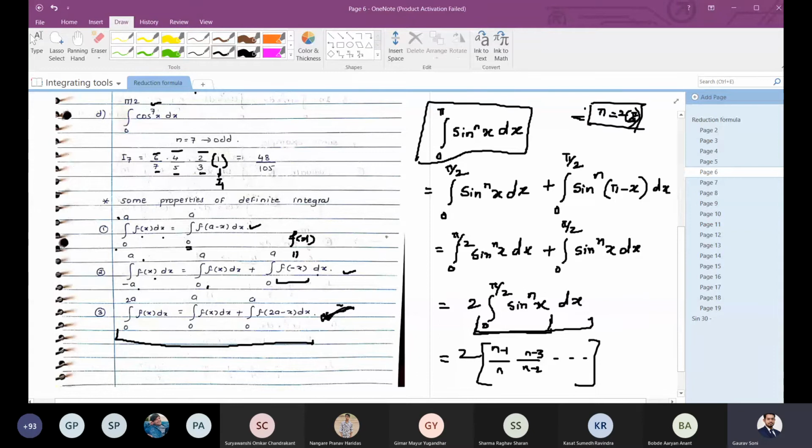So the same thing I can do for 0 to 2 pi. Can someone tell me what will happen for 0 to 2 pi? A good exercise. You have 2 minutes. See what you will get.